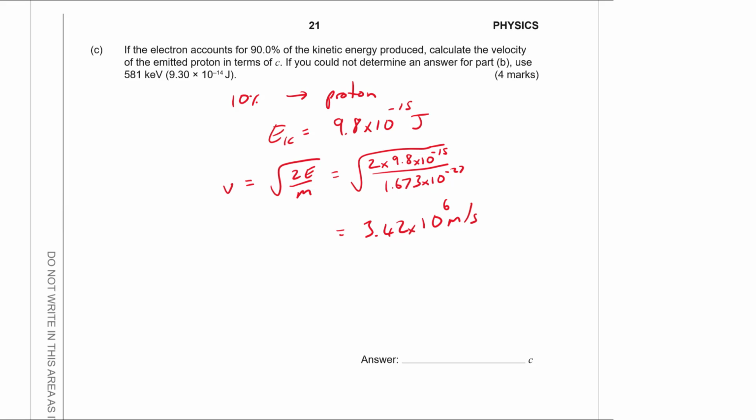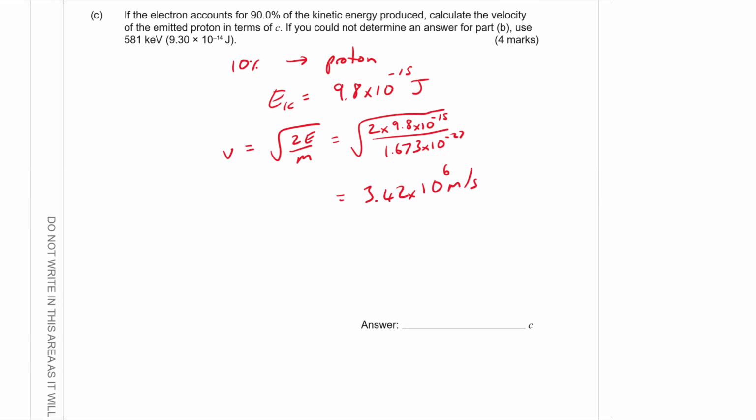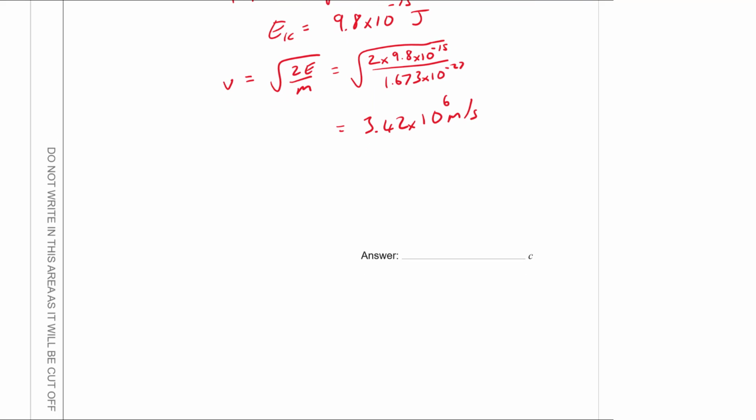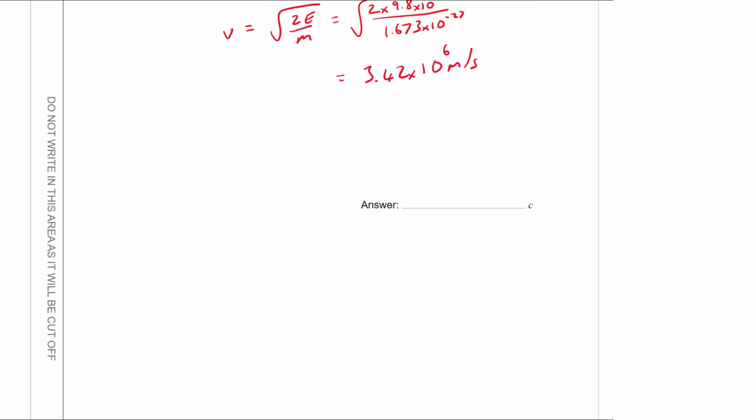Now, if you use the relativistic version of the equation, you get the same answer. If you got an answer here where this speed is greater or even getting close to the speed of light, that's when you want to start thinking of using the relativistic equation. But in this case, the estimate that we use here is just fine. Anyway, you divide this by 3 times 10 to the 8 to get what it is in terms of c, and you should get 0.0114 c. There we are.